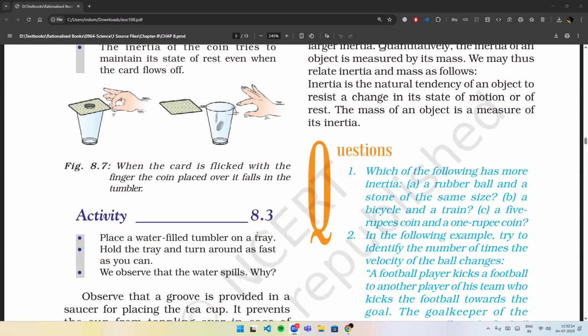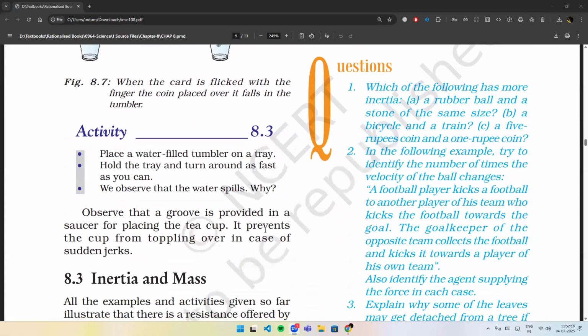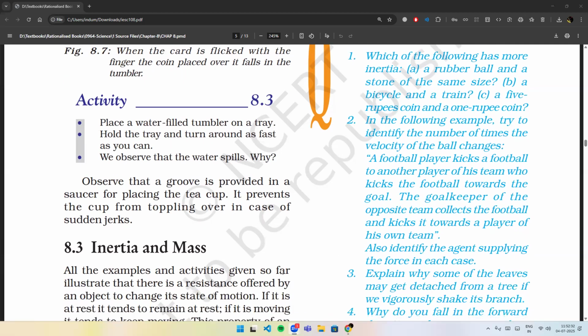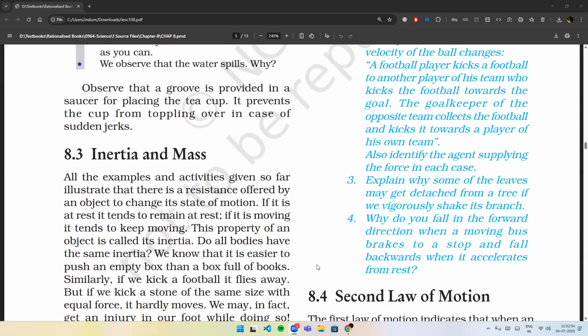Activity 8.3. Place a water-filled tumbler on a tray. Hold the tray and turn around as fast as you can. We observe that the water spills. Why? Observe that a groove is provided in a saucer for placing the tea cup. It prevents the cup from toppling over in case of sudden jerks.